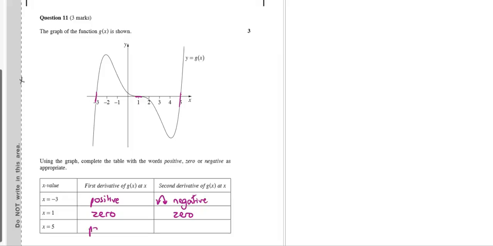I can see that it's a positive slope. I can also see that it is concave up, which means it's a positive second derivative. And that's my answer.